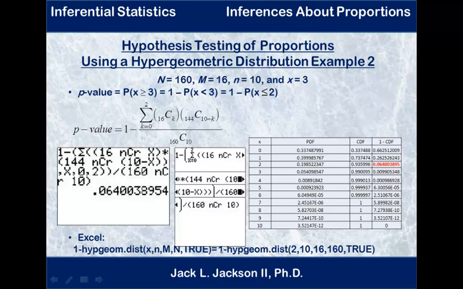In our Excel, we could just put in equals 1 minus hypergeometric distribution 2, 10, 16, 160, and true, and that would give you the number that we need. So Excel has a built-in formula for it, which makes it a little bit easier.